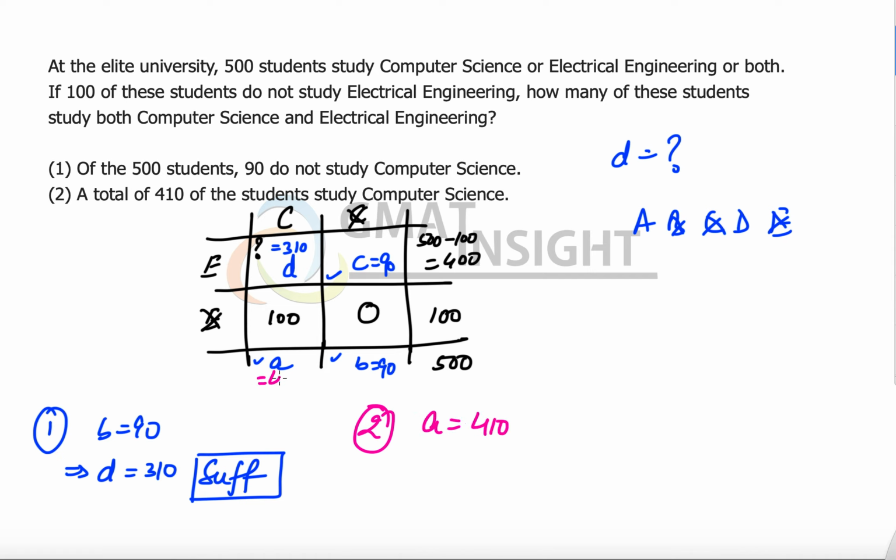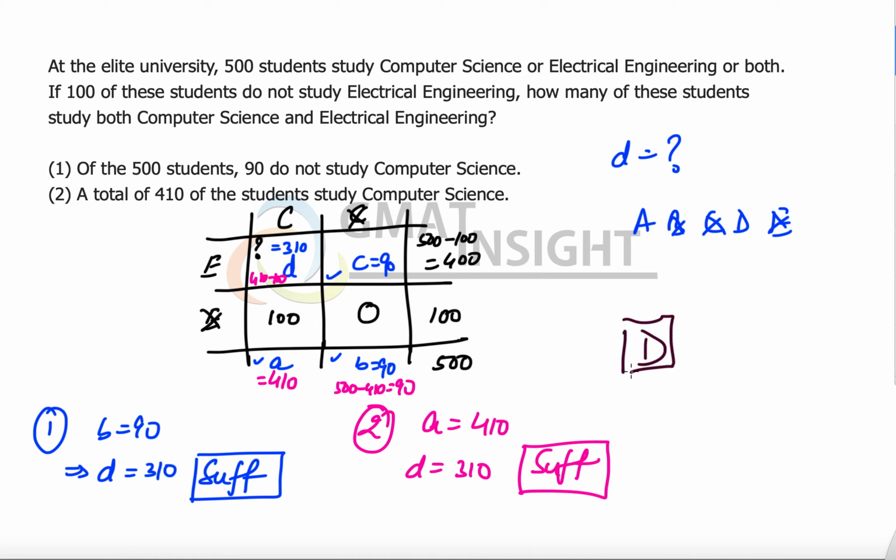If we write the value of A equal to 410, by subtracting 410 from 500, we can find the value of B, which is 90, and that once again leads us to the value of D. Or alternatively, from this 410, you just have to subtract this 100. 410 minus 100 becomes the value of D, which is equal to 310. So the second statement also is alone sufficient to answer the question, and the answer to the question becomes option D. That means each statement alone is sufficient to answer the question.